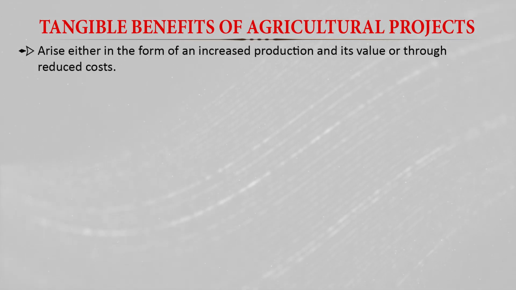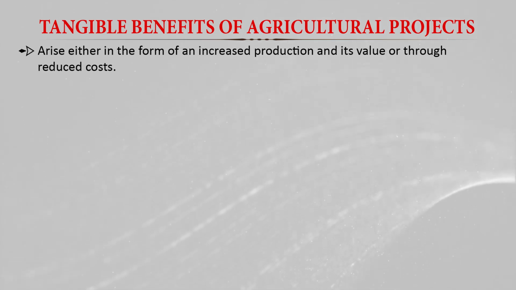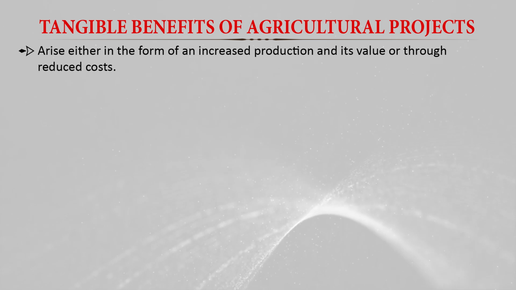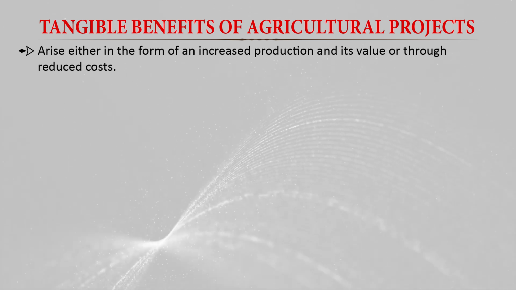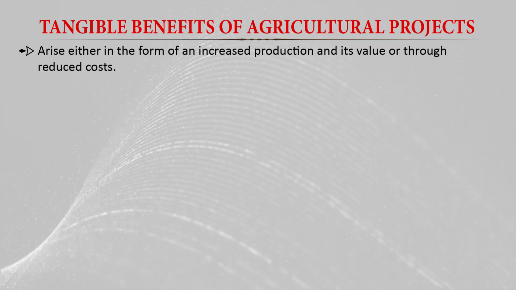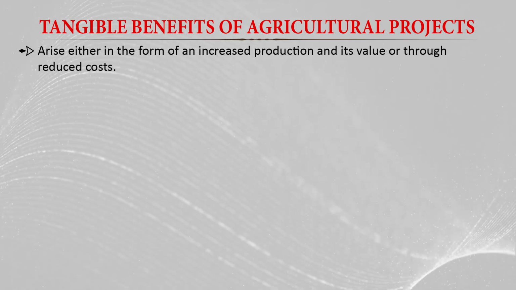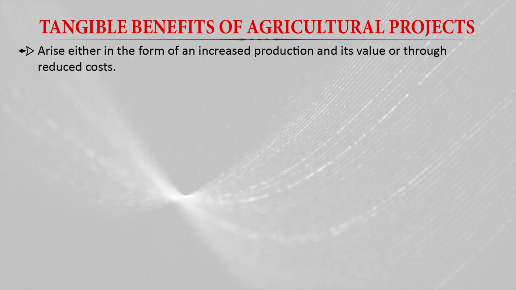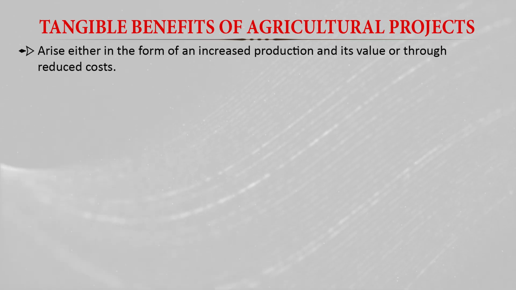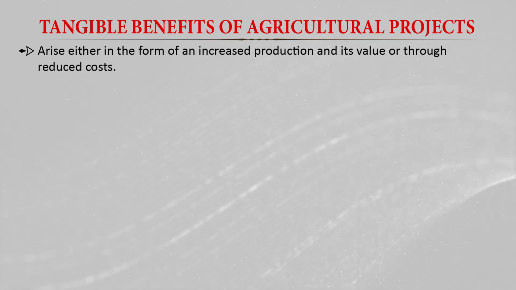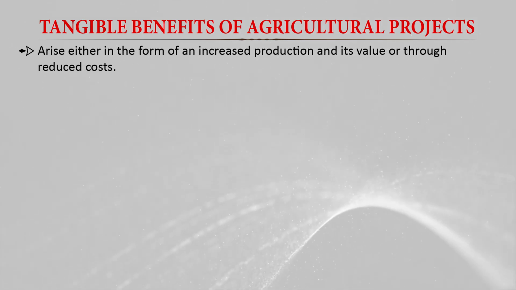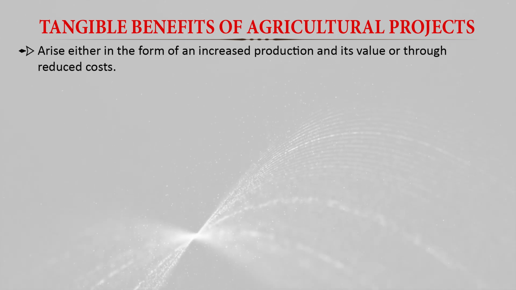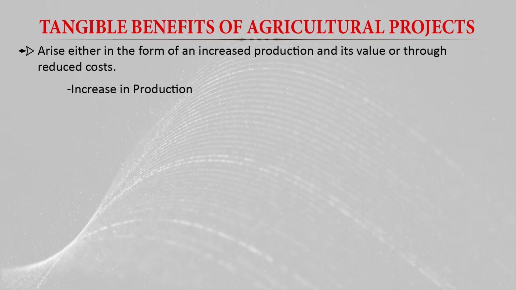So let us start with the tangible benefits of agriculture projects. These tangible benefits arise either in the form of increased agriculture production or increased output or its value. There is enhancement of the value of the agriculture production, and that is also a kind of tangible benefit. Or sometimes the tangible benefit is due to reducing the cost of production, so that is also a kind of tangible benefit. Tangible benefits mean that we can easily measure the benefits in monetary terms.